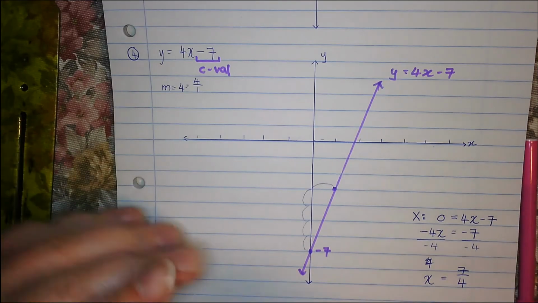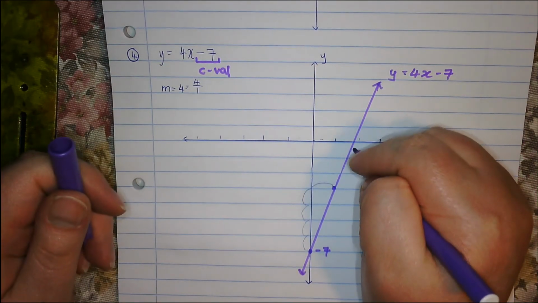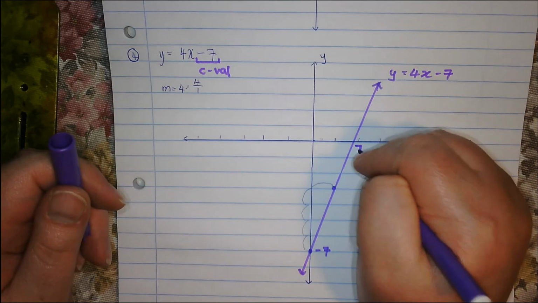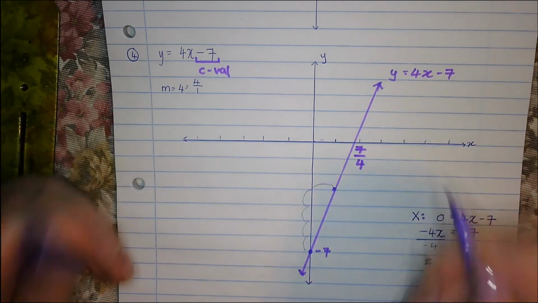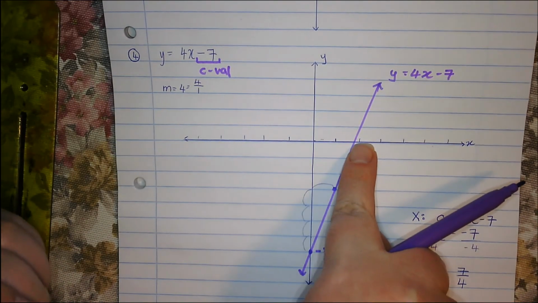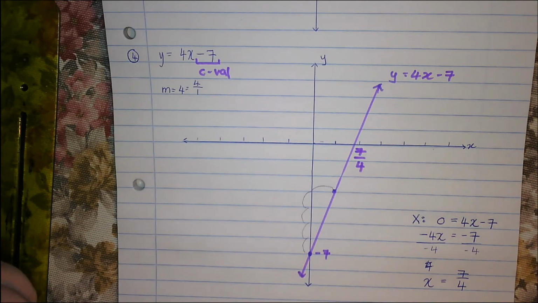So this point over here that we couldn't read off of the graph is 7/4, which is just under 2, so it makes sense on our sketch. And that's how you're going to leave it.